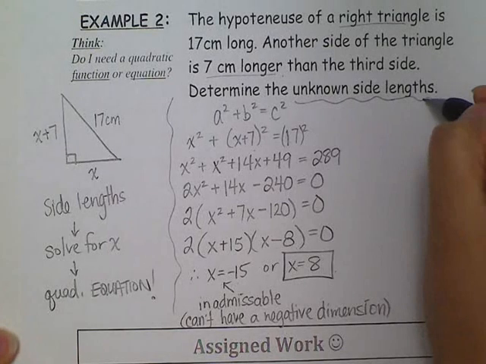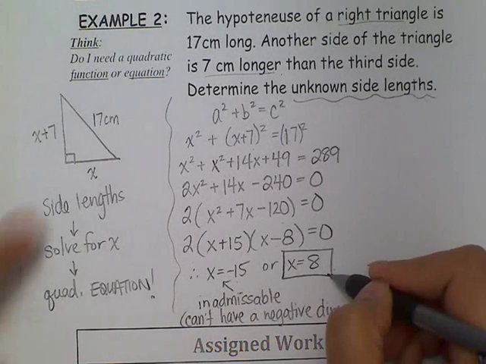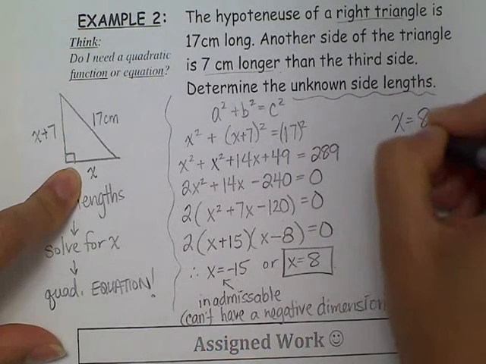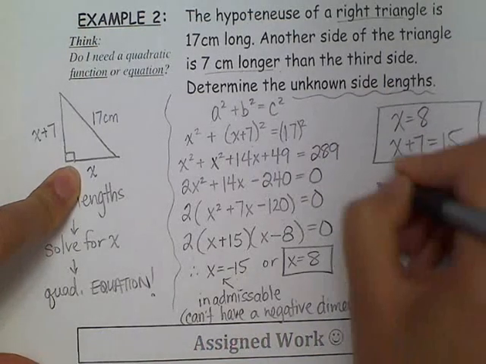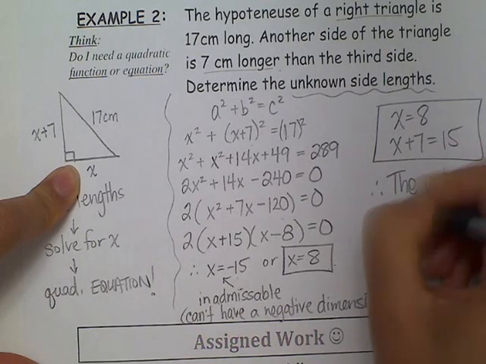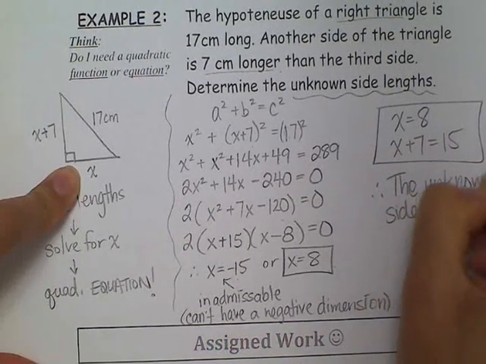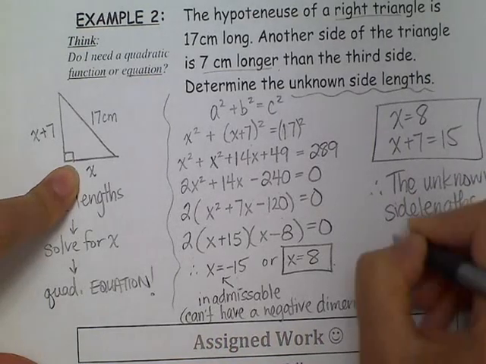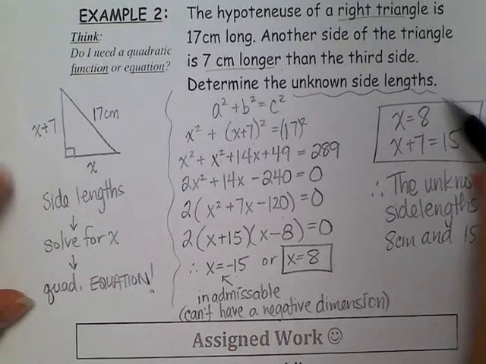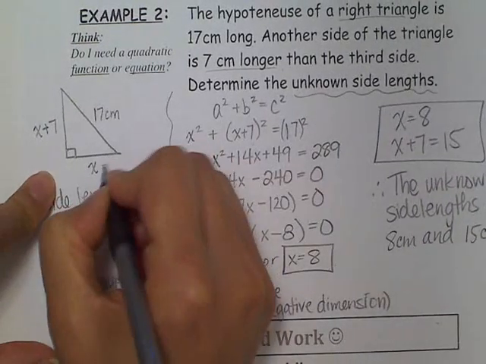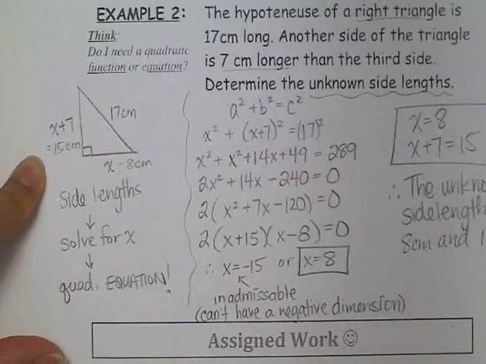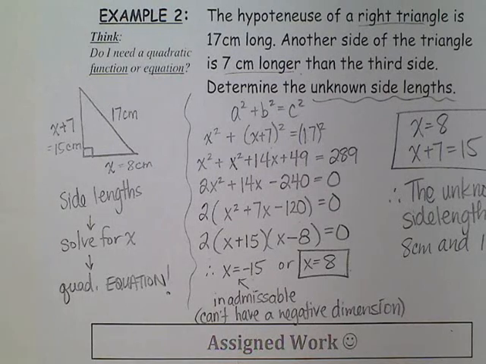So now that we found the value of x, let's look back up at the question, and it asks us to find the unknown side lengths. And so we found one of the unknown side lengths. So x equals 8 is one unknown side length. The other one is x plus 7, which would equal 15. Okay, so therefore the unknown side lengths are 8 centimeters and 15 centimeters. And you can check your work by applying the Pythagorean theorem to this and seeing if a squared plus b squared still gives you c squared.